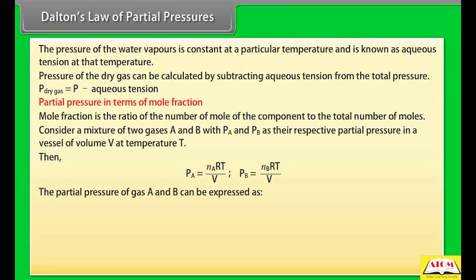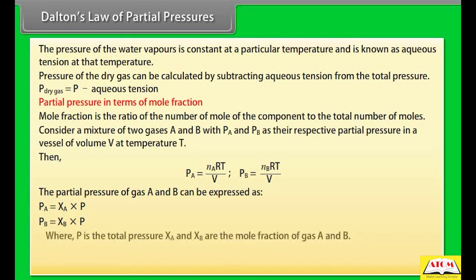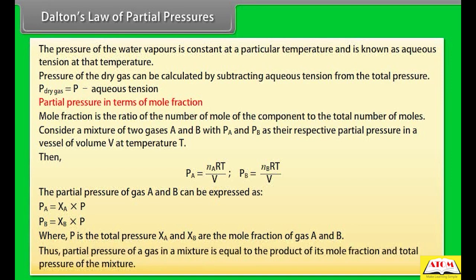The partial pressures of gases A and B can be expressed as PA is equal to XA into P, PB is equal to XB into P, where P is the total pressure, and XA and XB are the mole fractions of gases A and B. Thus, the partial pressure of a gas in a mixture is equal to the product of its mole fraction and the total pressure of the mixture.